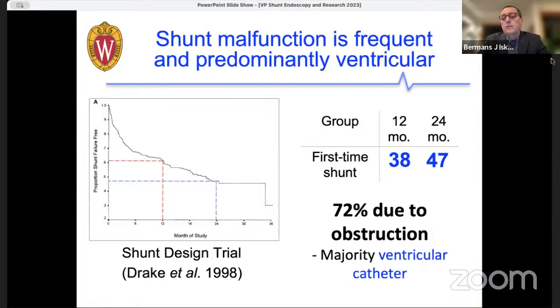The other observation is that the majority of shunt failures occur in the proximal catheter of the shunt, which means that there's a problem within the ventricle that is causing these shunts to obstruct.